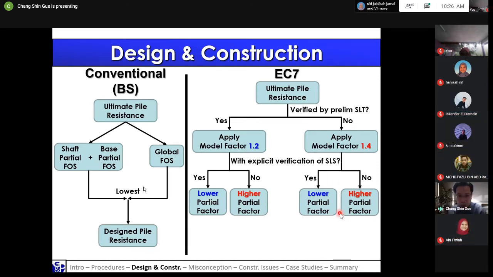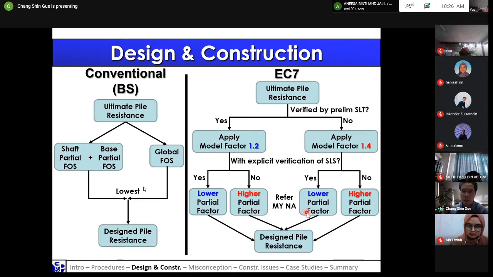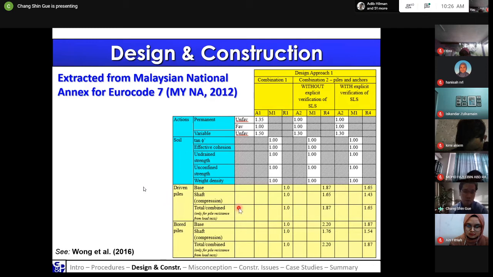So what kind of factor? Of course, each country has its own national annex, and for Malaysia, we have our own Malaysian annex. We can then refer to the Malaysian annex for the partial factors. Now, this is to show you some of the partial factors from the Malaysian annex for Eurocode 7. What you can see here is that for EC7 Malaysia, we are designing for piles. Basically, we are using Design Approach 1, Combination 2. You can see here it mentions without explicit verification of SLS and with explicit verification of SLS.